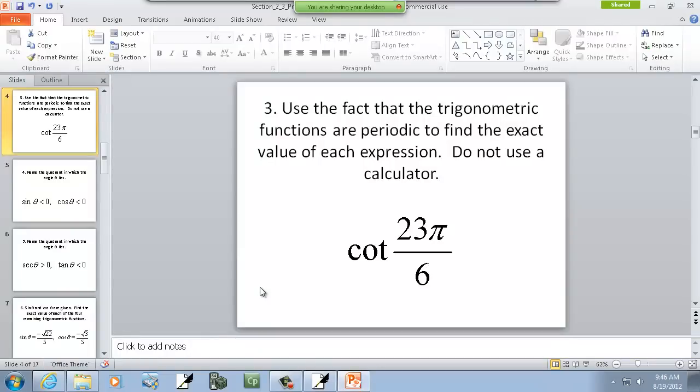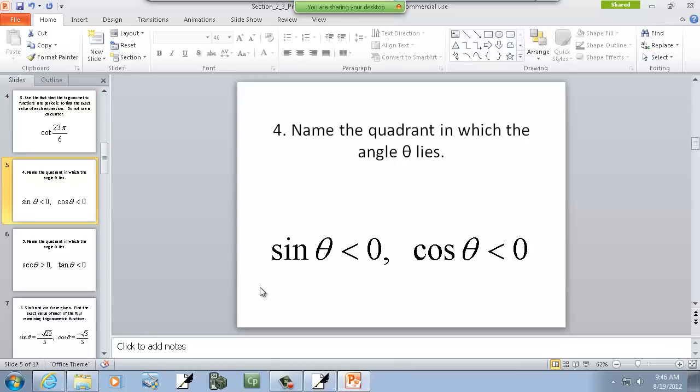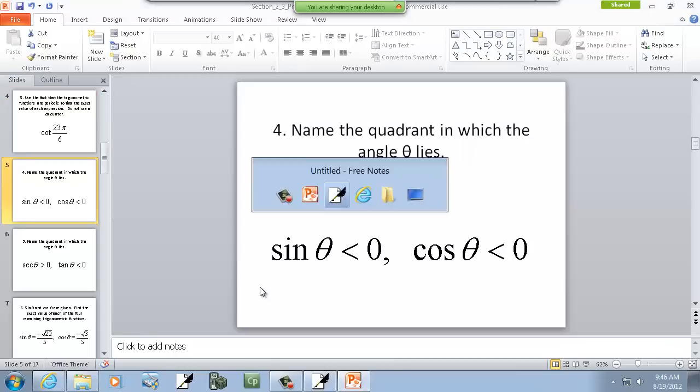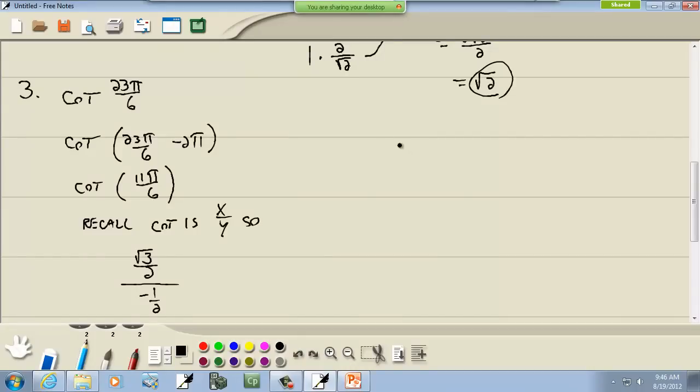Now these next ones revolve around quadrants and their signs. So let's talk about that. First off, just to refresh your memory on quadrants. You see them early on in algebra, but you really don't do much with them. In trig, they're very important. This quadrant right here is your first quadrant. This is your second. This is your third. And this is your fourth. It's always in Roman numerals.